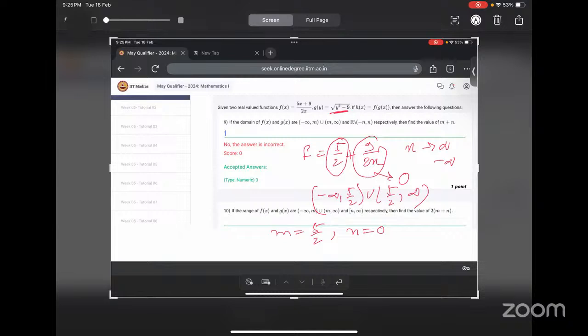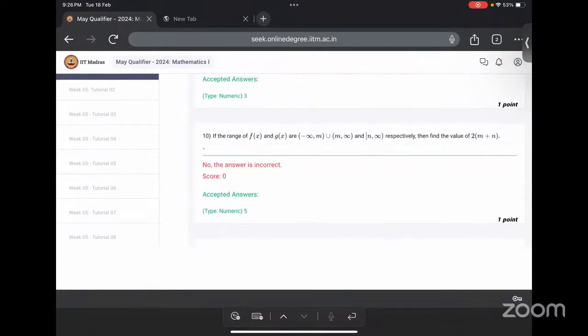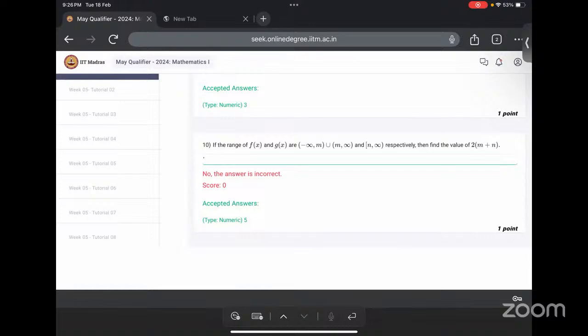So what is 2 times (m plus n)? 5, right? Any doubt? m plus n is 5 by 2. 2 into (m plus n). Okay, so this is 5.